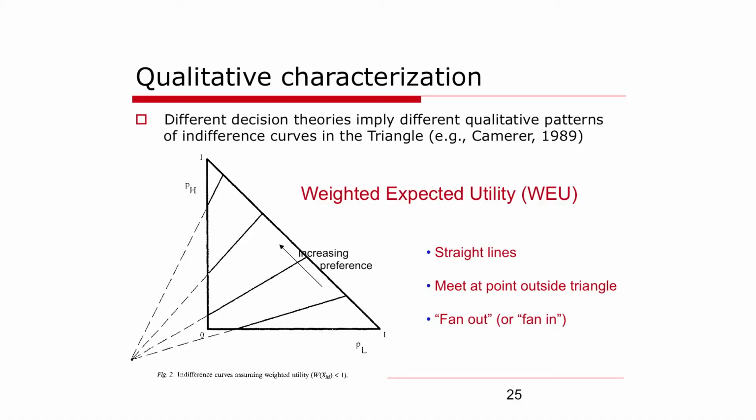On the other hand, there's an extension of expected utility called weighted expected utility, which assumes an additional parameter, so that a certain outcome is given additional weight, higher or lower. It's a multiplicative weighting, so they have extra parameters. It turns out this will give you not parallel but straight lines that meet at one point, with fan-in or fan-out patterns. Particularly in this case, if the median value gets lower weight than the low and high, you will have this fan-out pattern.